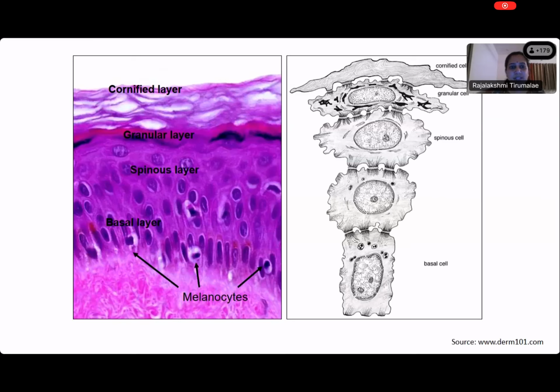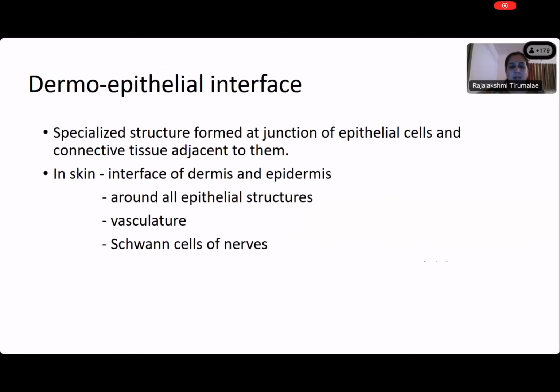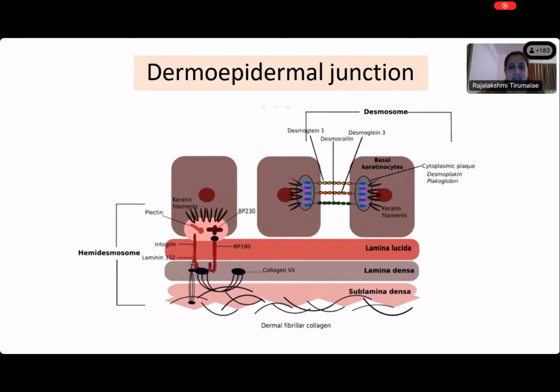This is the structure of the epidermis. From top to bottom, we see the stratum corneum, the stratum granulosum, the stratum spinosum, and the stratum basale. And you have the melanocytes that are interspersed in between the basal keratinocytes. Now, the dermoepithelial interface. Notice that I don't use the word dermoepidermal, because it's a dermoepithelial interface, which goes around all the adnexal structures, the vasculature, as well as the Schwann cells of the nerves. This is a highly specialized structure, and it is what is important for us, especially when we are dealing with bullous lesions.